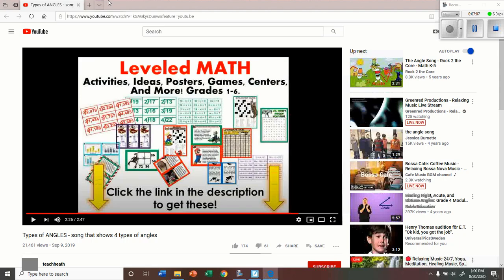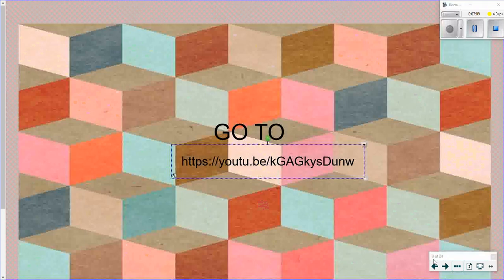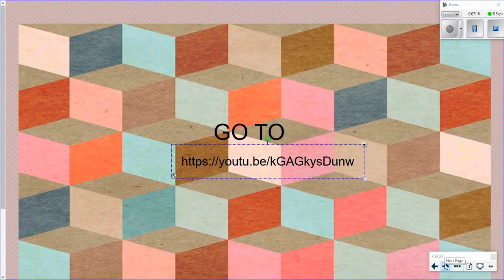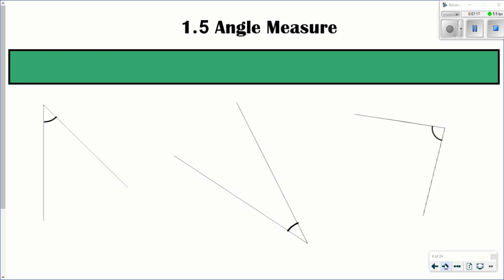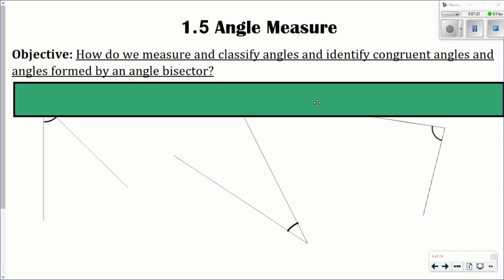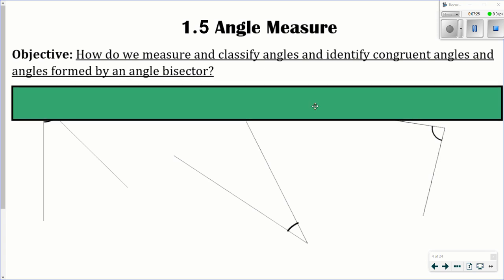Get this out, and then this out. Alright, so based on the videos, they showed you different types of angles. So this leads on to our lesson, which is angle measures. And with angle measures, the objective is, how do we measure and classify angles and identify congruent angles and angles formed by an angle bisector?